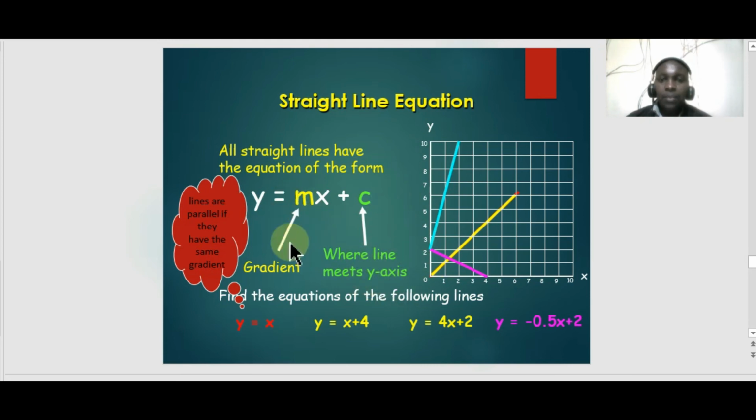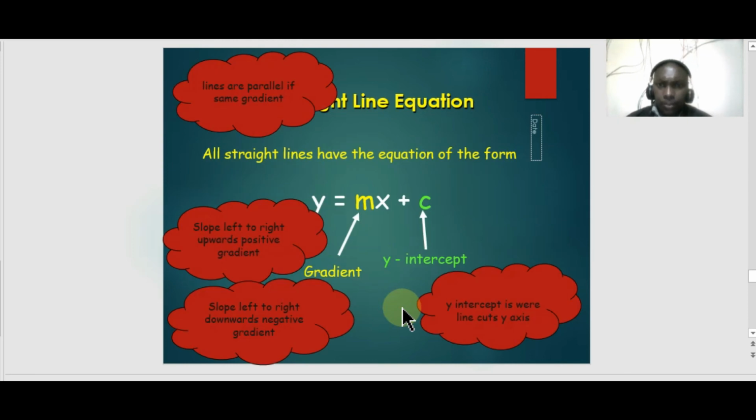C represents where the line meets the y-axis. M represents the gradient. Lines are parallel if they have the same gradient. This one is very important, as you're going to see in our next video when you're calculating perpendicular and parallel lines. Lines that are parallel to one another have the same gradients. For lines that are perpendicular to one another, the product of their gradients is negative 1. Those are very important things that you're supposed to know. So m is the gradient and c is the y-intercept, or where the line cuts the y-axis.